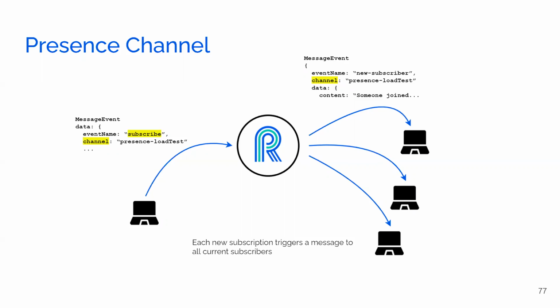You can imagine as the number of subscribers grows, the number of messages being sent each second grows very quickly. For example, the 1,000th subscriber to this presence channel will prompt the server to send 999 messages. And if we're generating many clients every second, you can see that there will be a lot of messages flying around once we have many clients connected and subscribed.